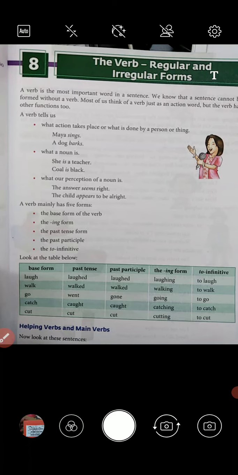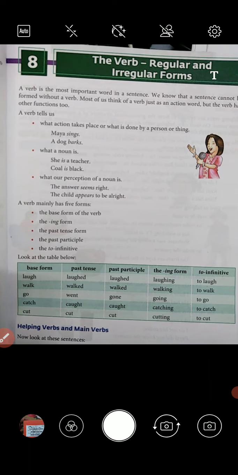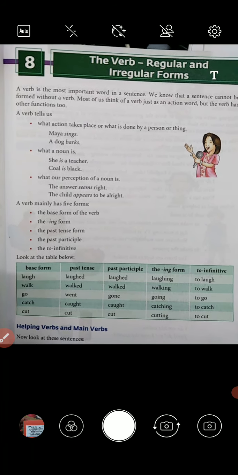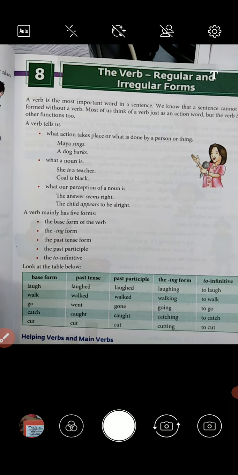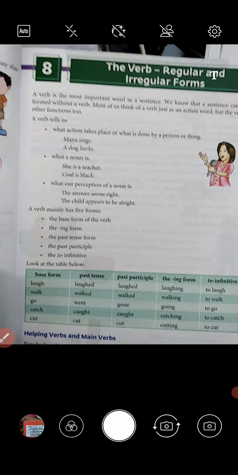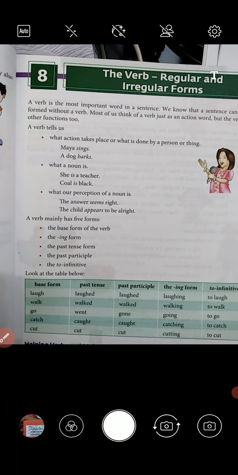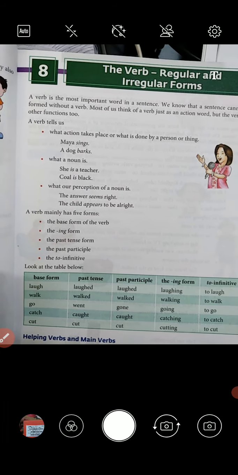Now what is the next function of the verb? Our perception of a noun. Now look at the sentence: The answer seems right. So it tells about our perception towards the answer. The answer seems to me, it is my perception, it seems to be right. So in this sentence, seems is the verb.